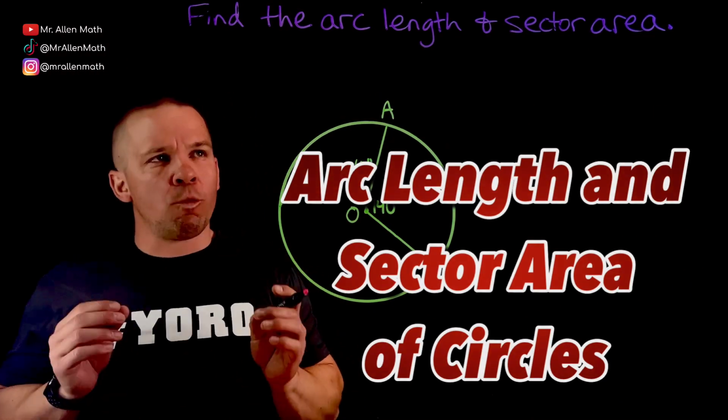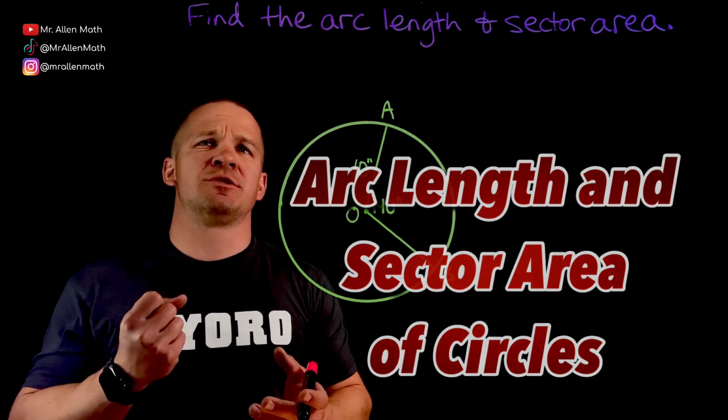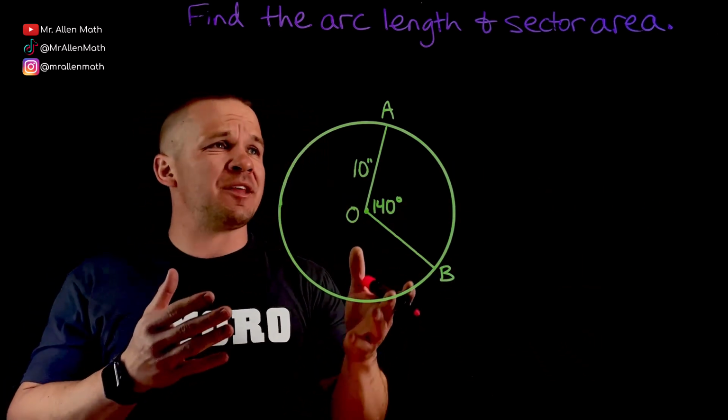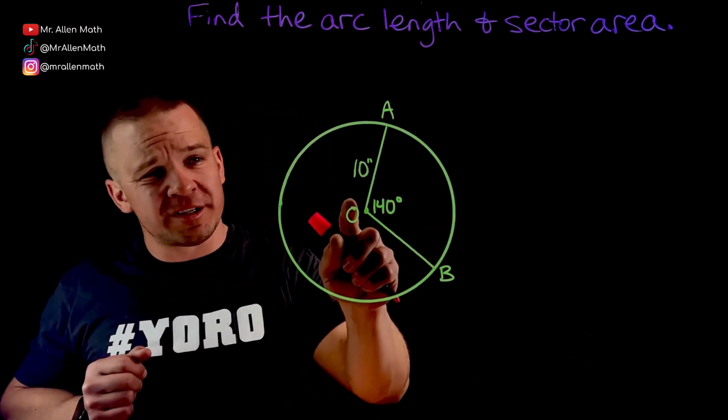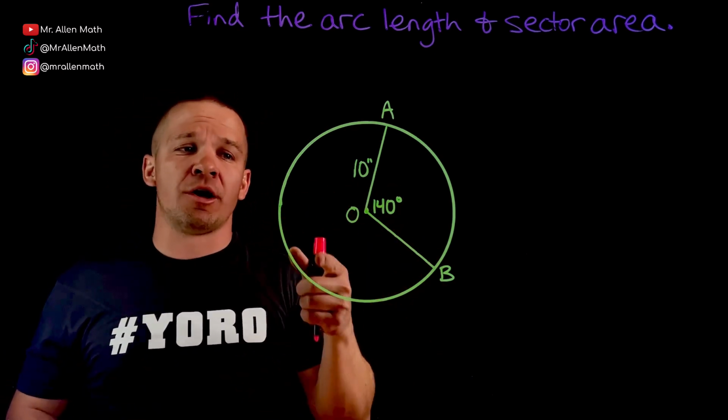Mr. Allen here with a wonderful problem on arc length and sector area. Oh, I love me some circles. All right, so we want to find the arc length and sector area given this circle here, which looks like it has a radius of 10 inches, and we have a central angle of 140 degrees.